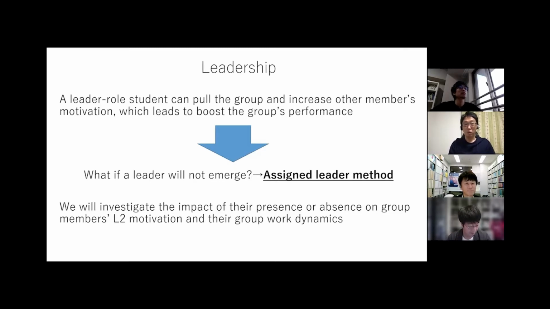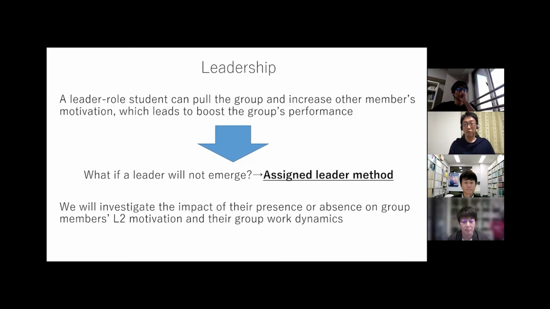Recently, one of the core research themes of group dynamics is leadership. If a leader is in a group and takes a leadership role in the group activity, they can pull the group and increase other members' motivation, which leads to boosting the group's performance.